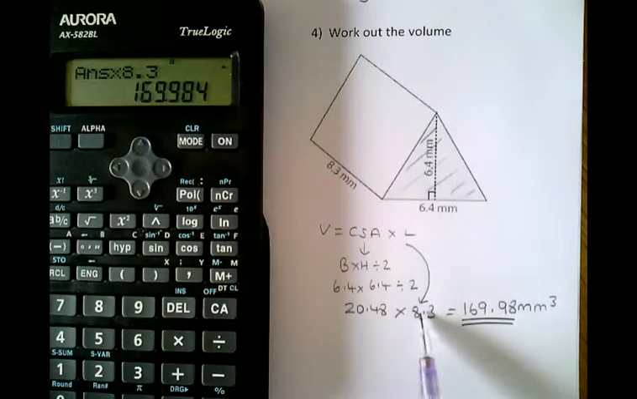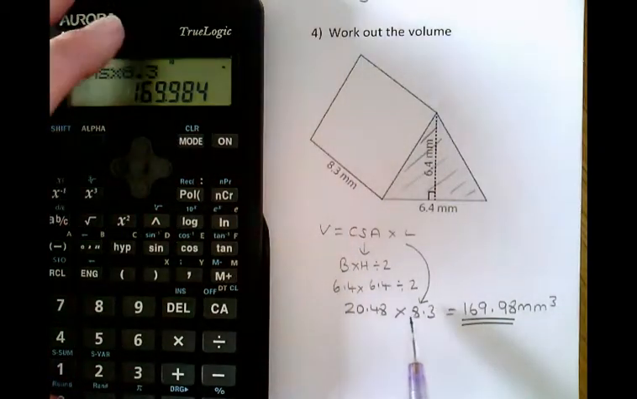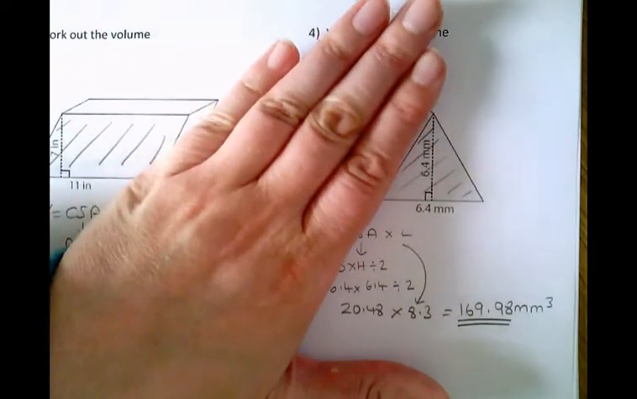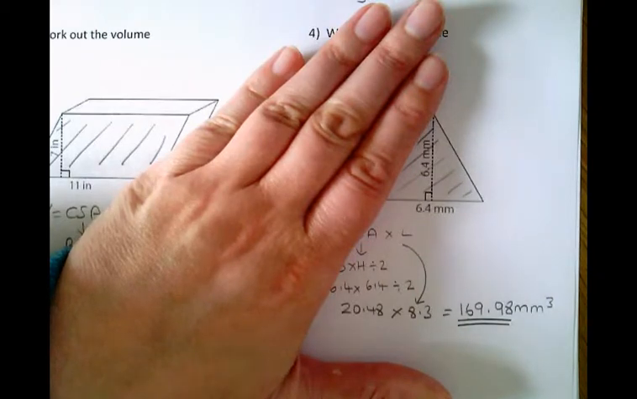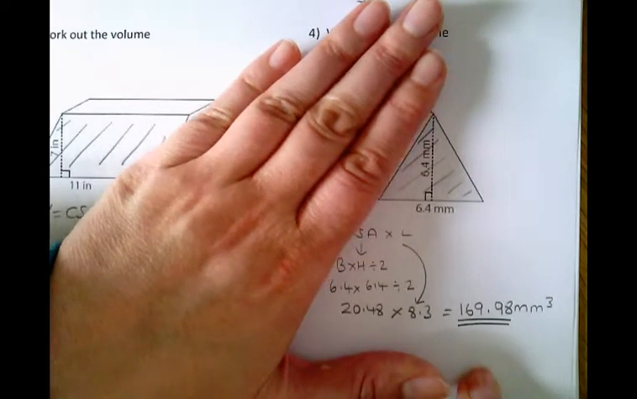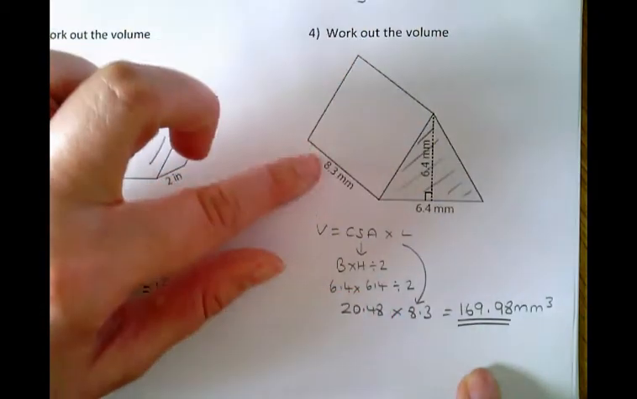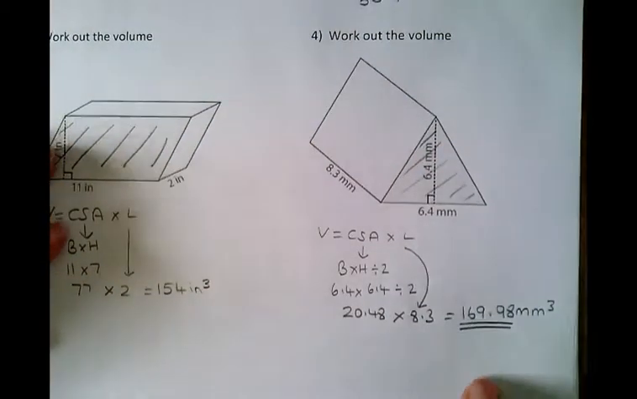The number that you multiply by at the end is always the number that actually turns it from a 2D shape into a 3D shape. So if that was just the triangle at the front, that's just a 2D triangle. It's these lines going back that make it 3D. So that's why you times by the 8.3 at the end to get it into a 3D volume.